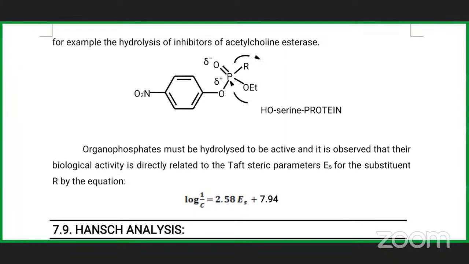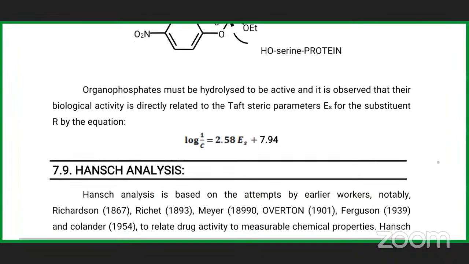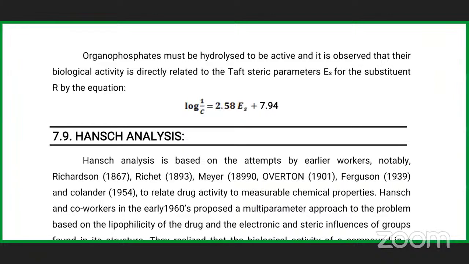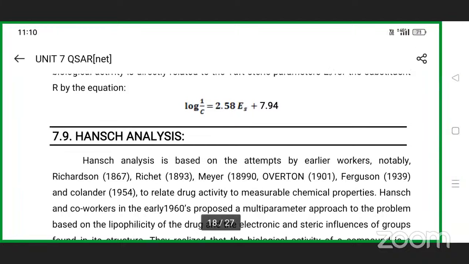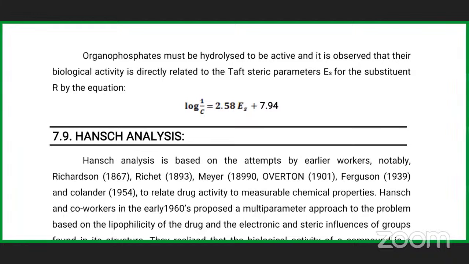So in all these equations, in all these cases, we are considering only one factor. But in this Hansch multi-regression analysis, we are considering all the factors. So we are taking up all the factors, all the descriptors, all the physicochemical parameters in one equation here. So it will give more reliable values, and more precise values to generate the QSAR equation or the model here.